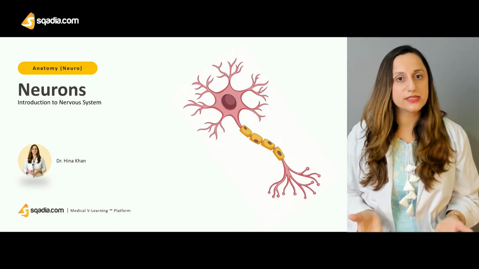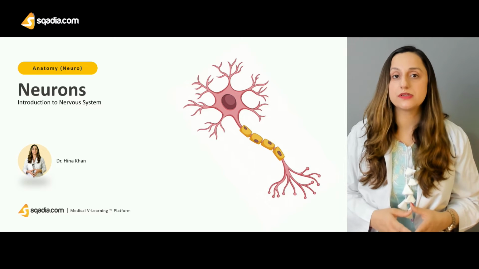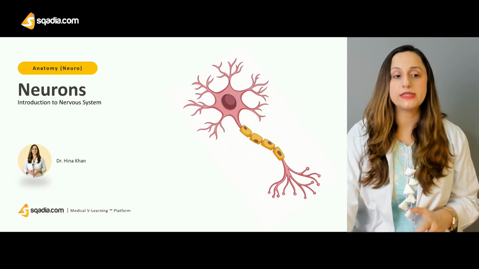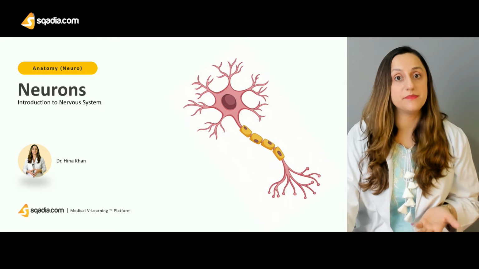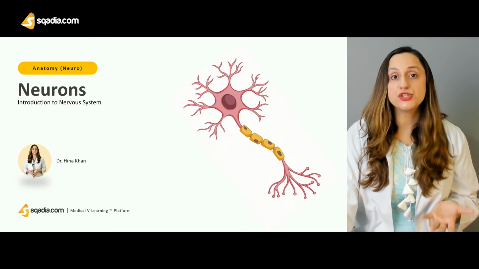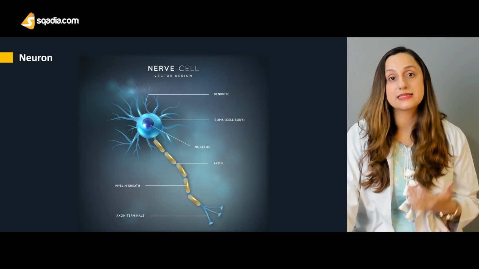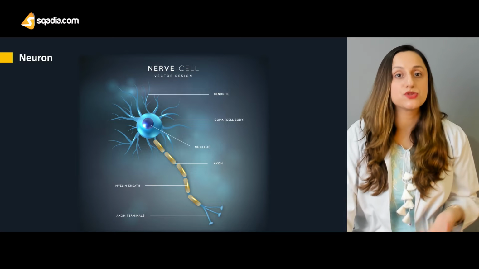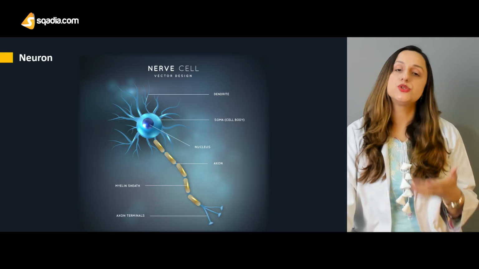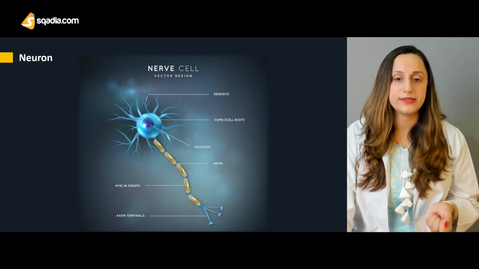So getting into the details of the different functional units of the nervous system, we know that we have the neuron as the basic functional unit of the nervous system. Basically, that means that it is responsible for carrying the messages away or to the nervous system as well.